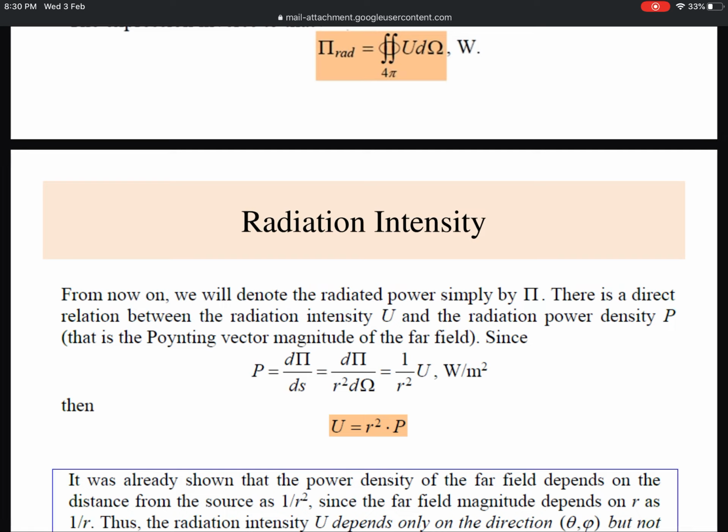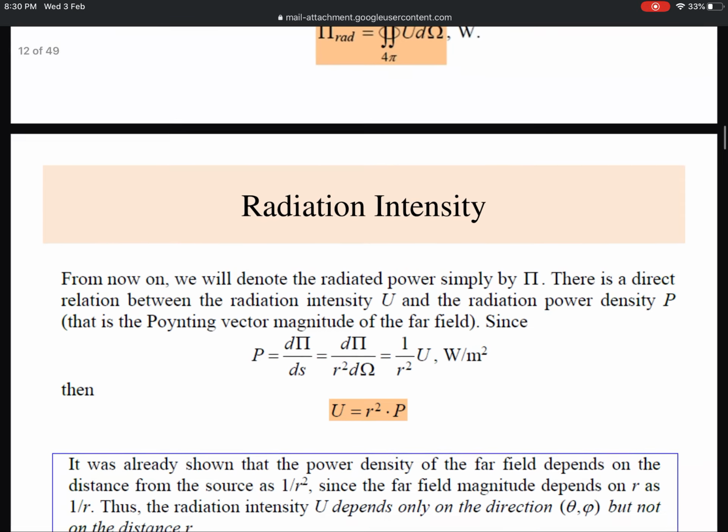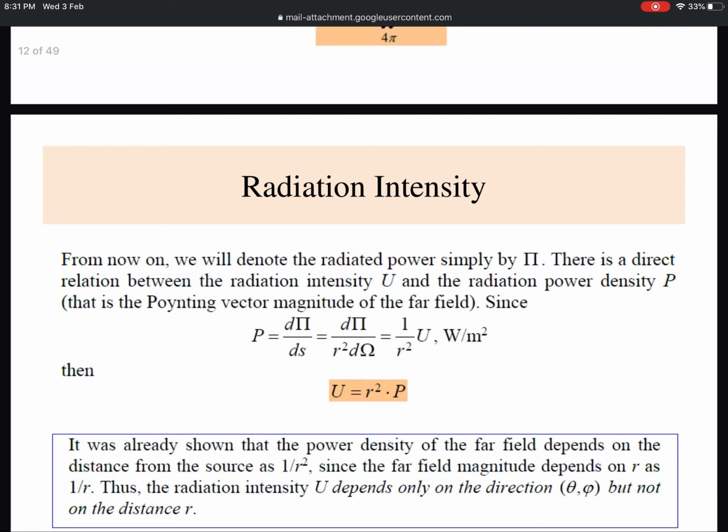So P is nothing but dΠ, which is the power radiated, divided by dS, where dS is the elemental area you have considered. That is my power density, because it is watt per meter square. Now I know that dS equals r square d omega. Again, dΠ by d omega, just now I have defined as radiation intensity, so it is U by r square. So then U equals P times r square.